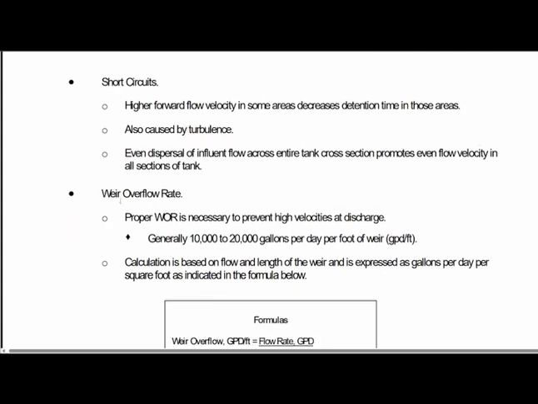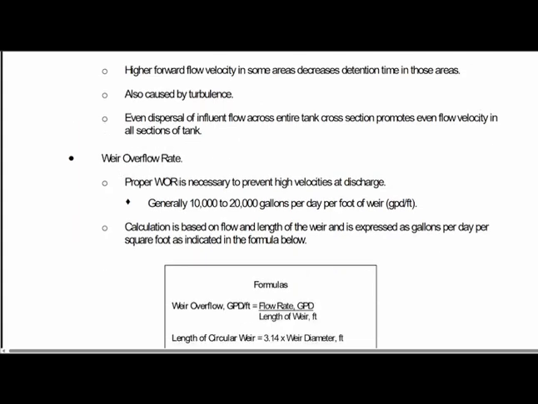Weir overflow rate. Proper weir overflow rate is necessary to prevent high velocities at discharge. Remember what I said about the thumb over the hose nozzle? Kind of like that. And it's generally 10,000 to 20,000 gallons per day per foot of weir.